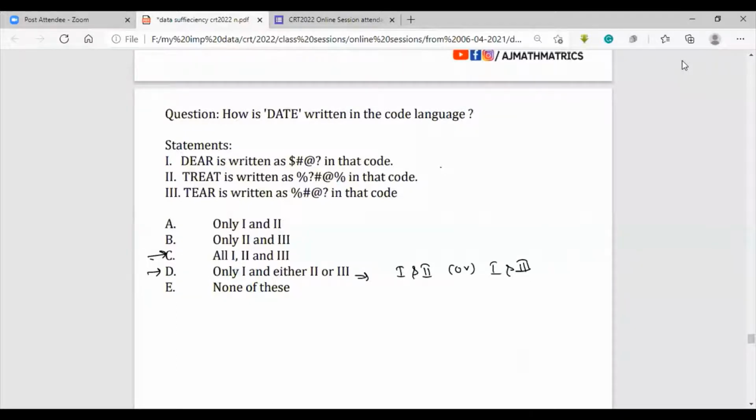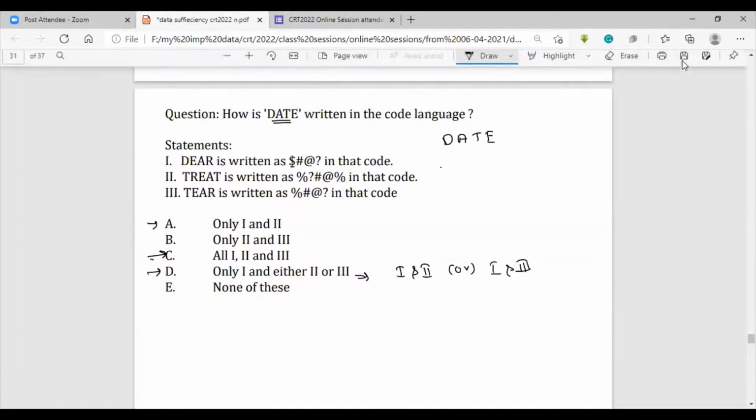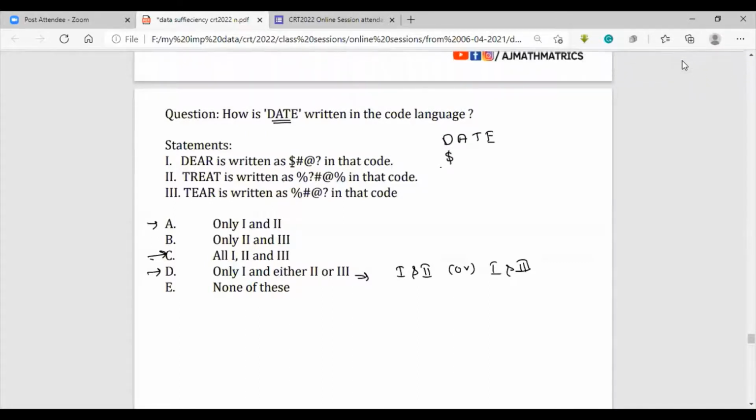Now I'm solving A first: only 1 and 2. So what's the code for the date? The D code is $. I'm finding the code for the date, so the D code is $. Fine. From the first one, I'm getting that, and from the first one only, I can get the E code. The E code is what? Hash. I can get that also.